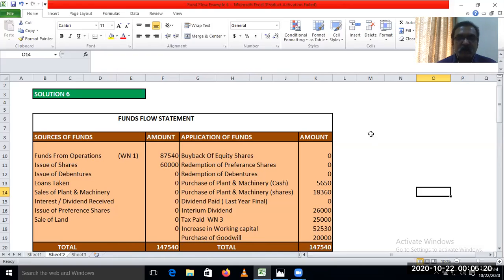My funds flow statement is absolutely tallied. It means my solution is correct. I hope you will understand it. Please go through it, and it is my sincere advice to all of you: don't only watch the video. While watching the video, solve this example on paper at your end, so that you can understand it in a better way.